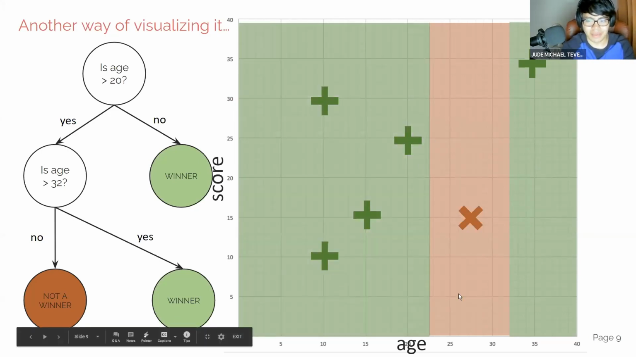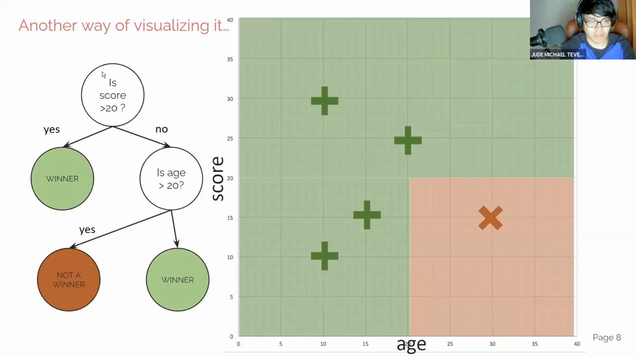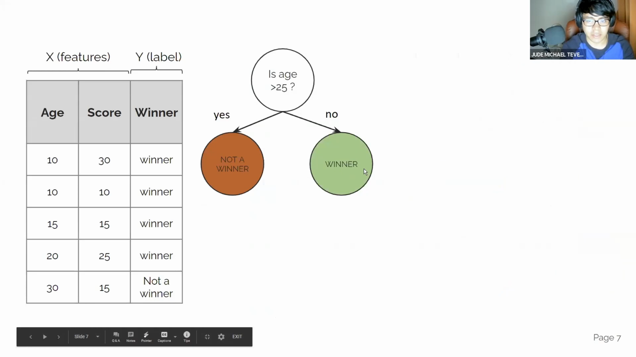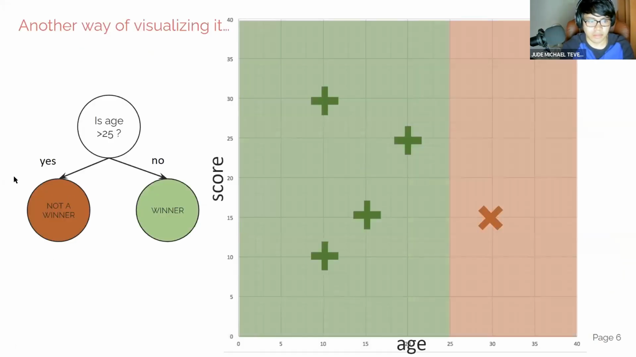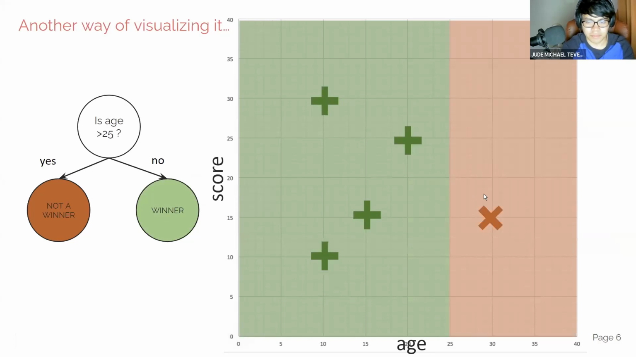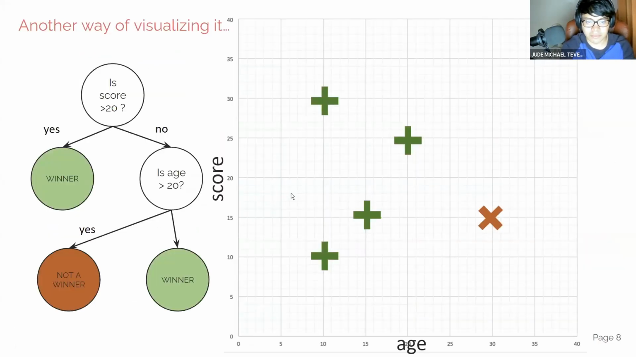For this tree, you'll have this. For this tree here, when we ask if the age is greater than 20, the splitting is this. And for the first tree that we have, the best one, we have this, right?